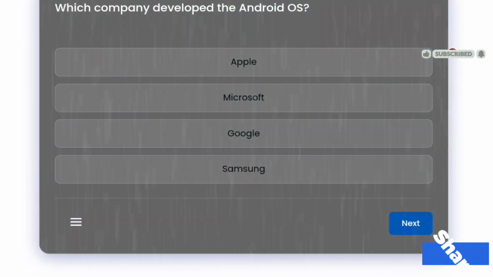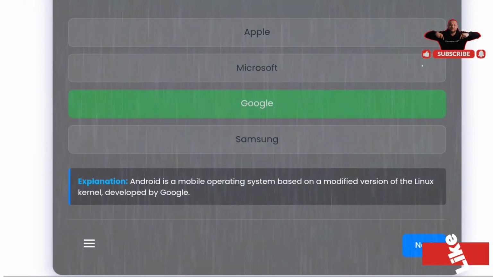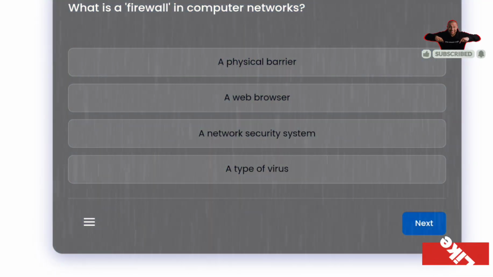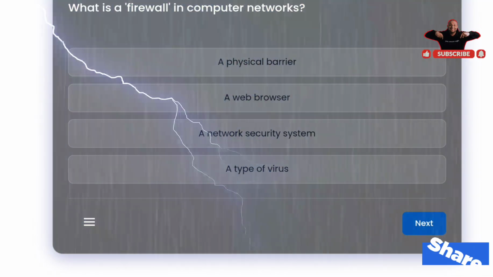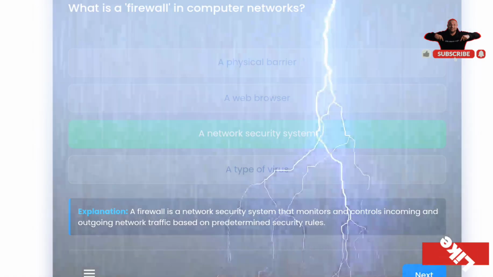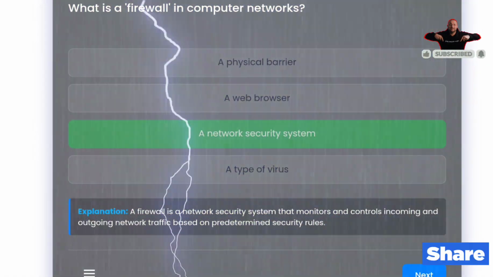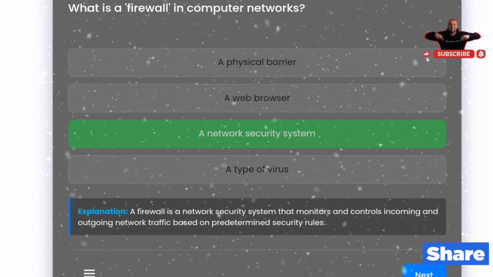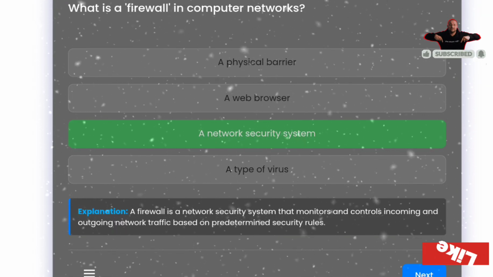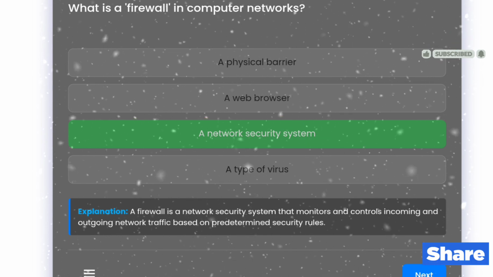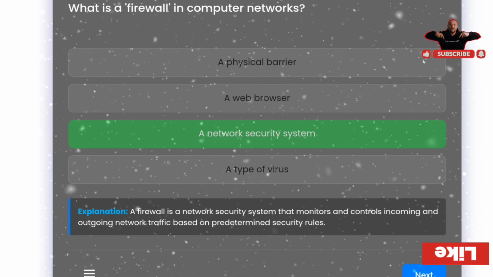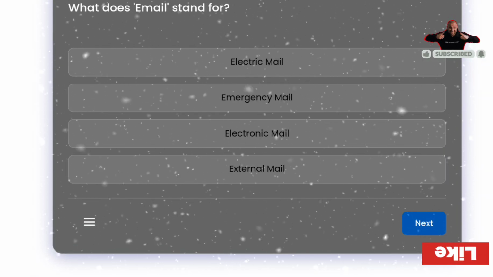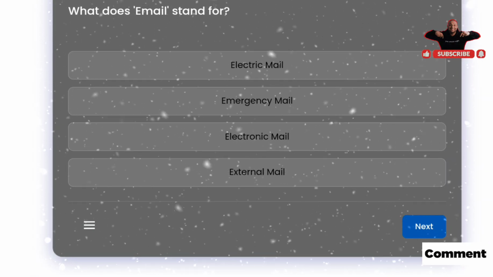नेक्स्ट क्वेश्चन, व्हिच कंपनी डेवलप द एंड्रॉयड ओएस? कौन एंड्रॉयड ओएस डेवलप किया है? गूगल। ओके, देन व्हाट इज द firewall in computer network? That's third one, a network security system। कौन सा? a network security system, that means firewall is a network security system that monitors and controls incoming and outgoing network traffic based on predetermined security rules.